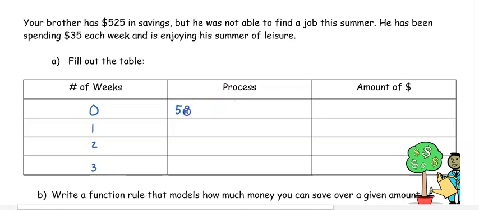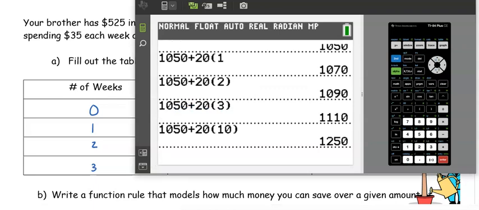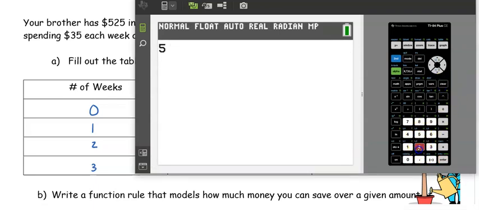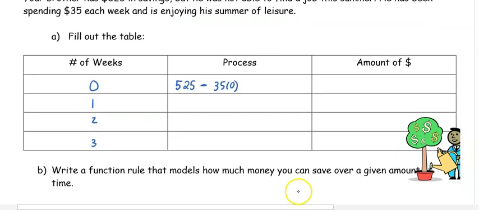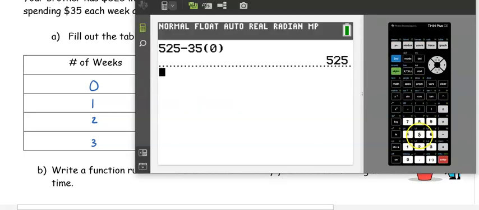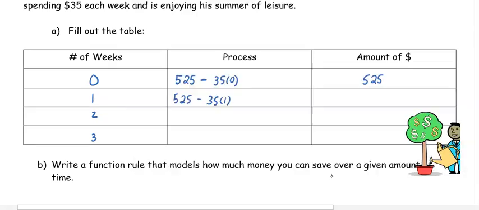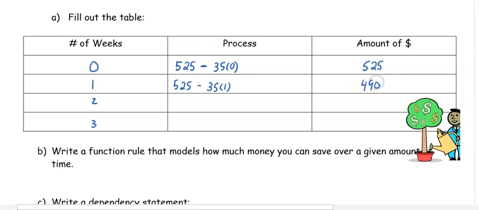So at 0 weeks, he has $525, but he's not saving it, he's spending it. So when you are spending, you are subtracting that away from your total. Minus 35 times 0. So we have 525 minus 35 times 0, which gets us 525, which makes sense because we haven't spent any money yet. Then the next week we have 525 minus 35 times 1. Remember, it's still minus because we are spending the money. So 525 minus 35 times 1 means that he would have $490 saved.